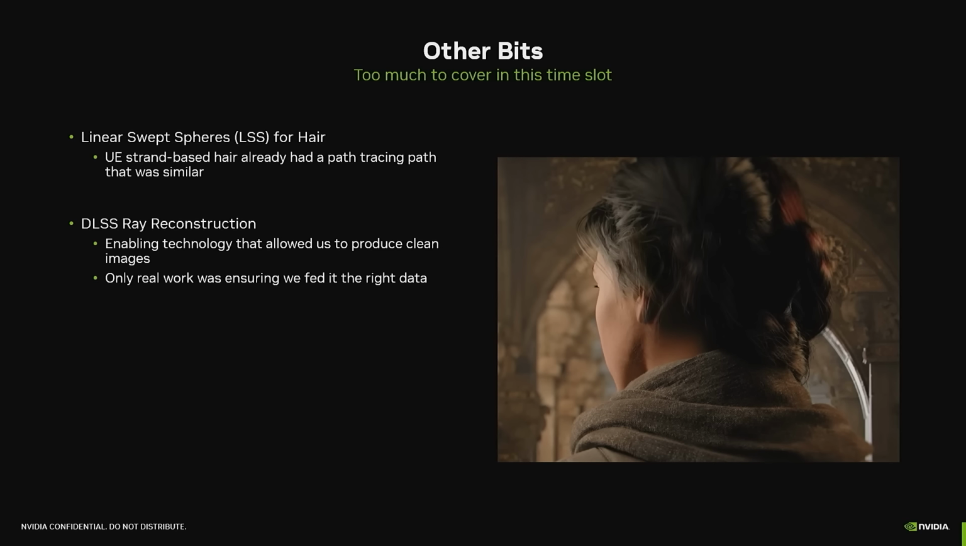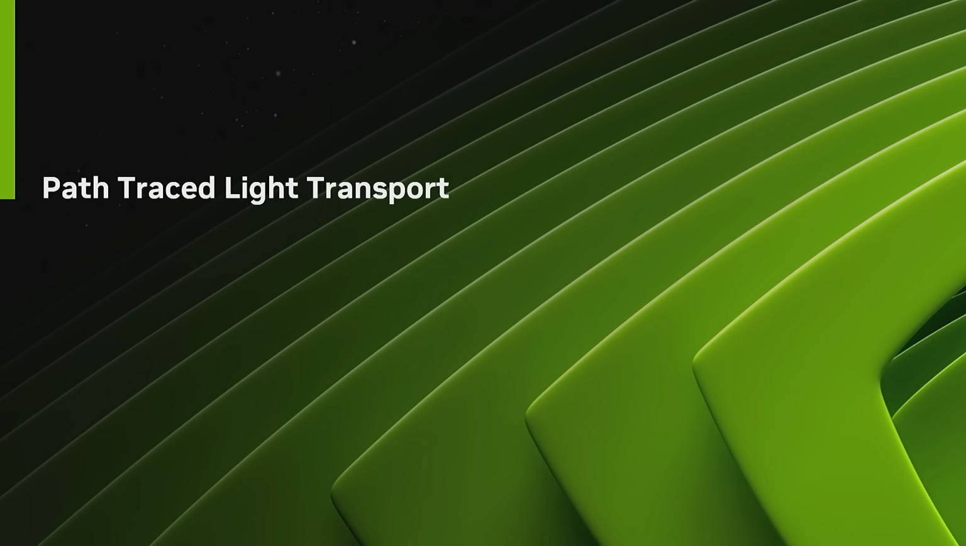We also had some other bits that we did for Nanite, or for this Zorah project, but we just don't have time to talk about them today. We could do a full day-long course if we wanted to talk about everything we did for Zorah. Linear swept spheres allow us to do better hair, and we intend to talk about that in the future. And then also, we're not going to go into detail on DLSS ray reconstruction. We did some things to help drive it better. With that, I want to hand it over to Jian, who's going to tell you about what we did for path trace light transport in the engine.